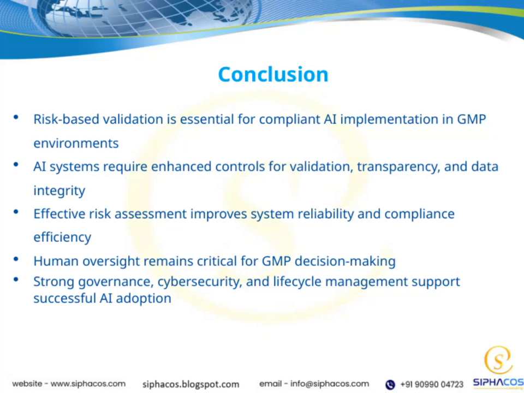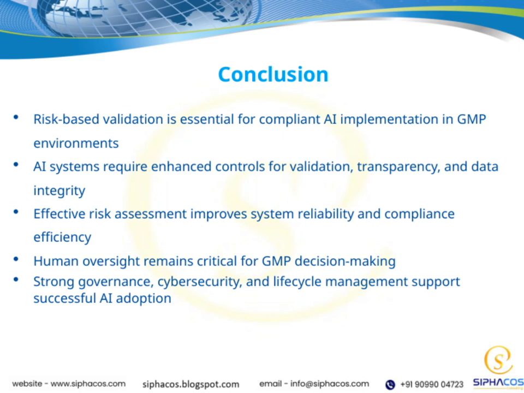Let's wrap up with some key takeaways. First, risk-based validation is absolutely essential when it comes to implementing AI in GMP environments. It helps ensure that the systems we use are compliant and reliable. Second, AI systems need enhanced controls. This means stronger validation processes, greater transparency, and maintaining data integrity. These elements are crucial for building trust and meeting regulatory standards.